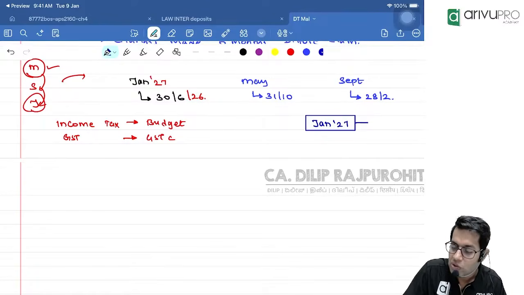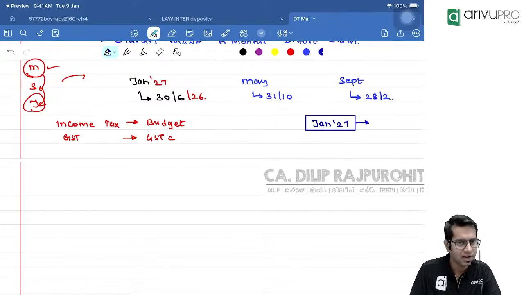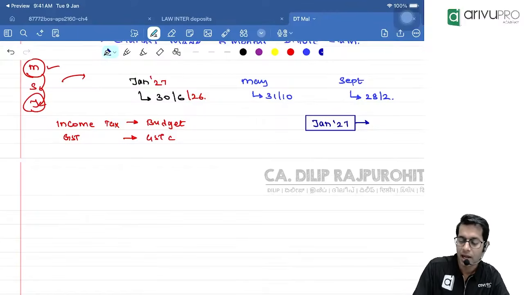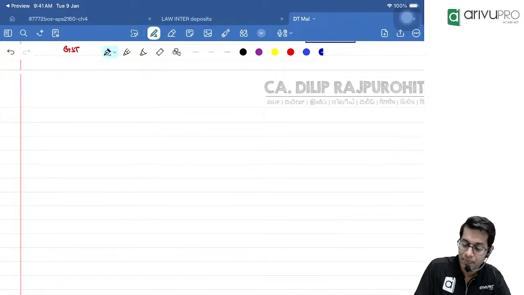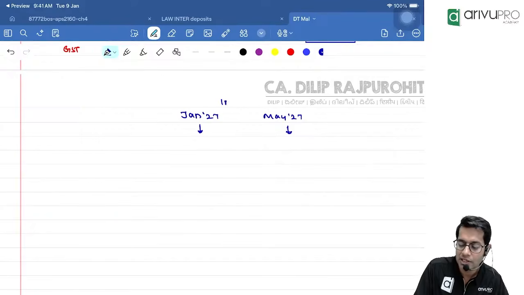Anyways, please note the classes which you are taking, normally we take 6 months before the January examination. So this class is specifically for January. Why am I telling this? Because this is an important point to be noted. Between January 27 and May 27, two big changes are there, and whatever changes are there are only with respect to income tax.